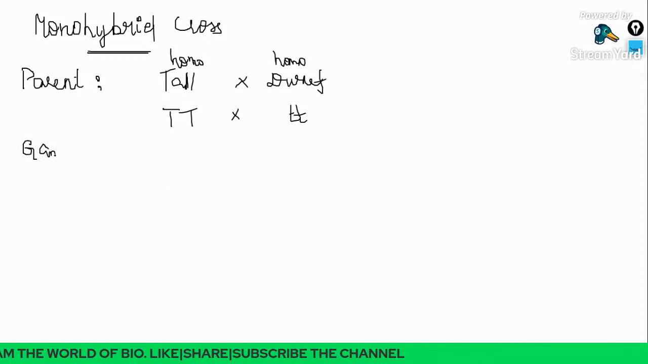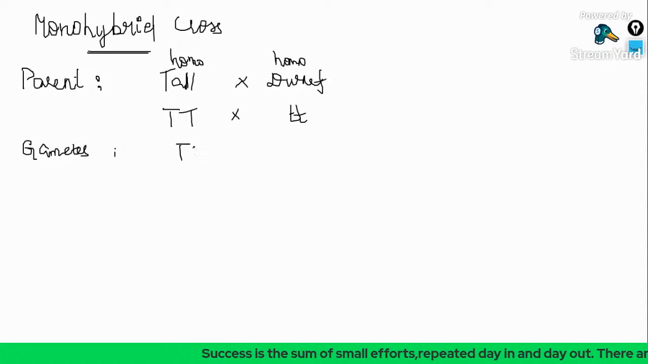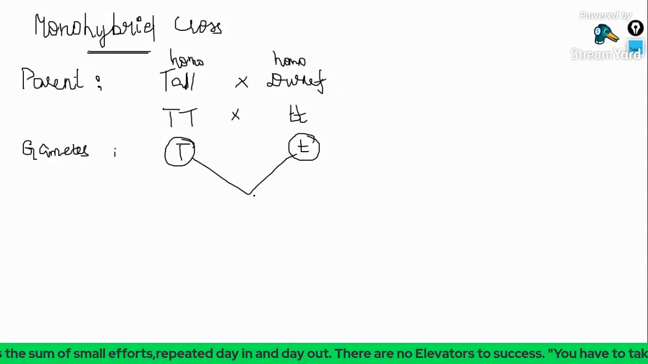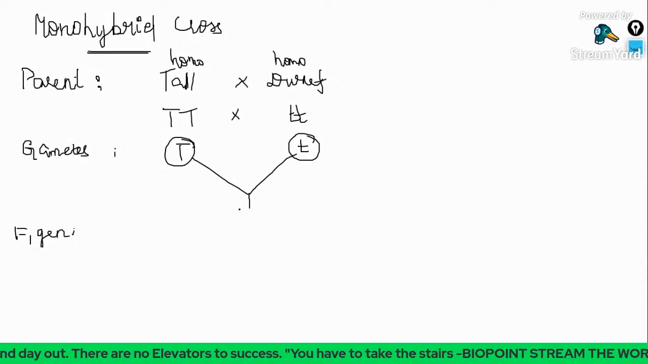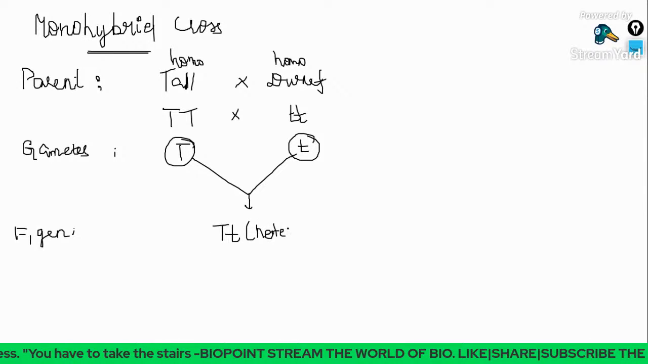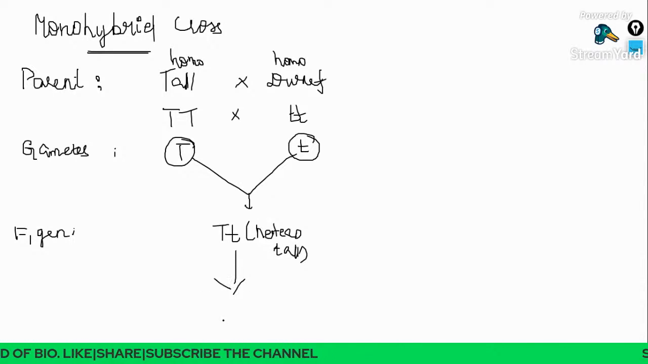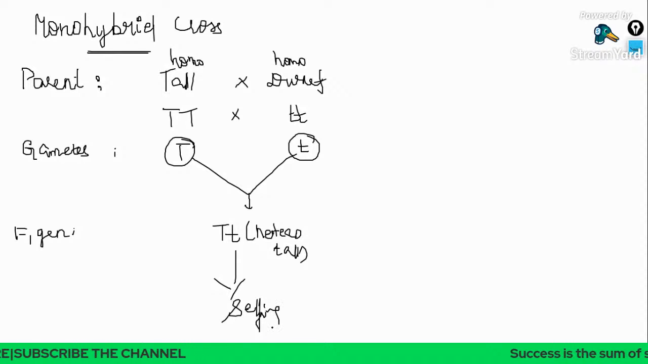The second step while doing a cross is to write the gametes. For NEET preparation, you don't have to write all these things; you have to do a mental calculation. Capital T is the gamete over here, small t is the gamete. These two are crossed and you get the F1 generation: capital T small t, which is heterozygous tall.